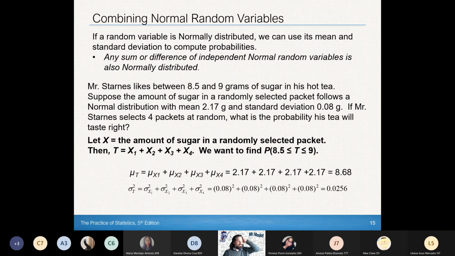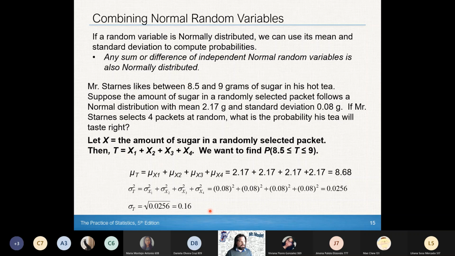We then calculate the variance by adding the variances. Now, we weren't given the variance, but we know that the variance is equal to the square of the standard deviation. So we have 0.08 squared 4 times, adding the 4 variances. We get 0.0256. But remember, that's the variance, so we have to go one more step and take the square root to get the standard deviation, and we get a standard deviation of 0.16. So now we have what we need to be able to perform our calculation.